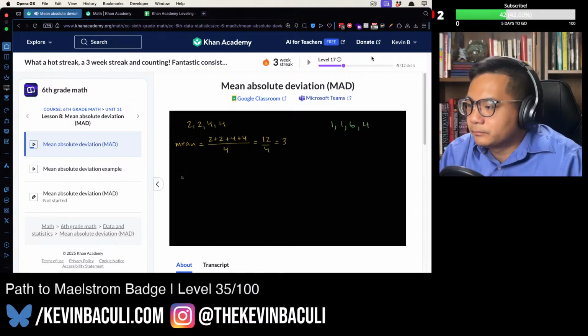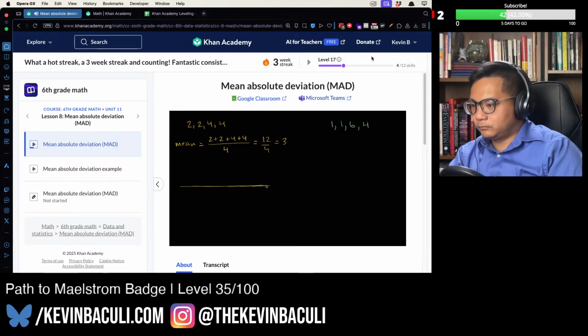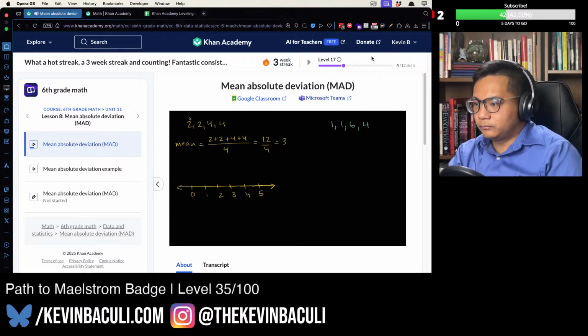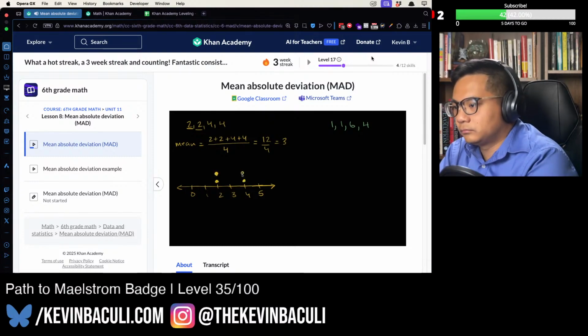So actually, let's just see if we can visualize this a little bit on a number line. I'll do a little bit of a dot plot here, so we can see all the values. So this is 0, 1, 2, 3, 4, and 5. And so we have 2 2s. For each of these 2s, let's do it in yellow. So I have 1 2, and then I'll have another 2. And then I have 2 4s. So 1 4, and another 4 right over there.